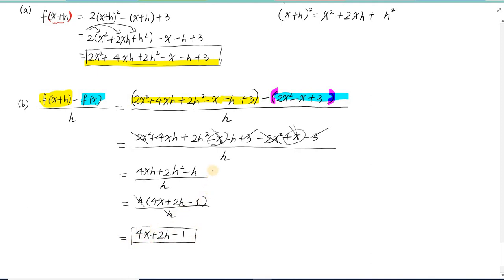For this type of question, if you did it correctly, in the end you should have something really nice. You shouldn't have a fraction. That is how you solve this type of question.